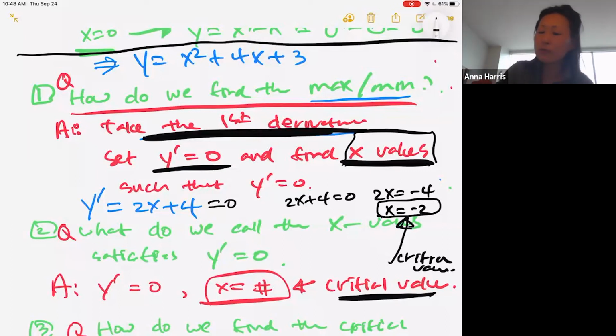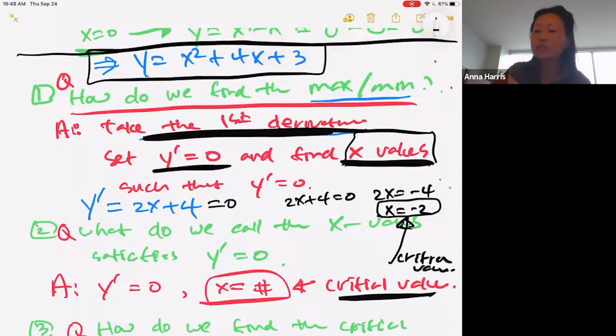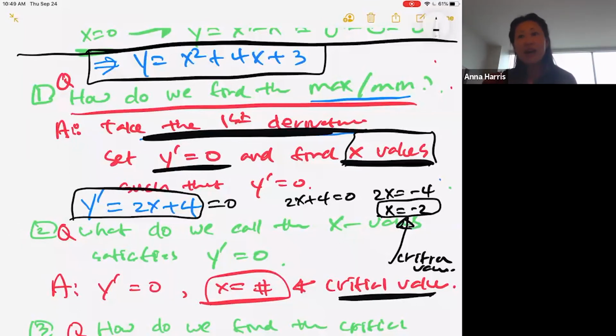Then I gave you a simple example. Let's use y to be x squared plus 4x plus 3. You take the first derivative of that. What is that? 2x plus 4. So we got it right here. If you want to find the max or min, you take the first derivative and find the critical value, which we found. The critical value is x equal to -2.